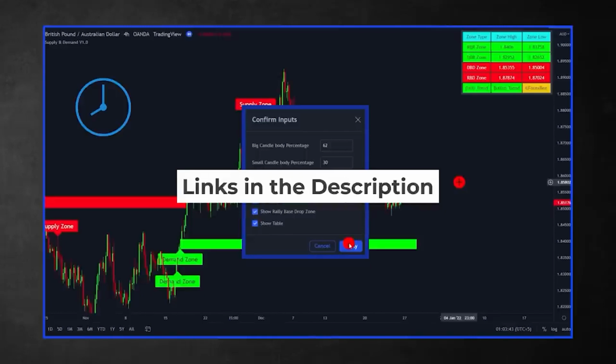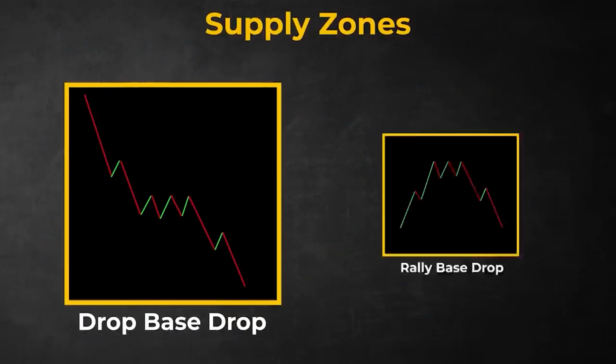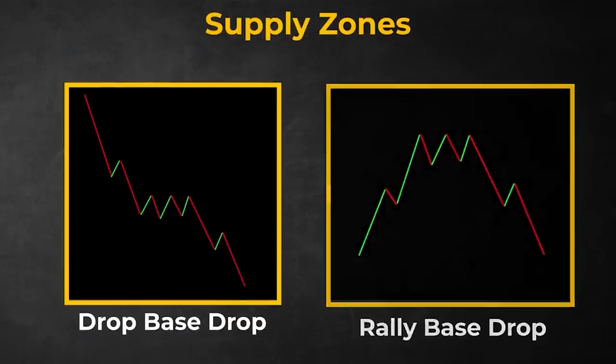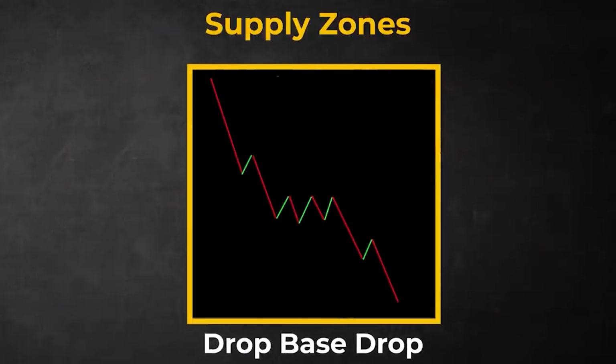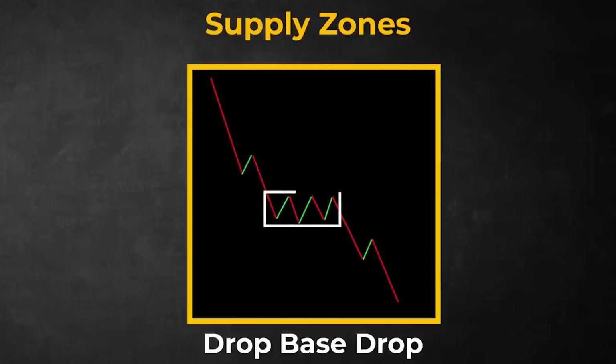Now let's move towards the supply zones. Similar to demand zones, there are two types of supply zones: the drop-base-drop and rally-base-drop. In the drop-base-drop, the first phase is an impulsive bearish move, which shows that the sellers are driving the market in the bearish direction. The second phase is a ranging structure called the base, and the number of buyers and number of sellers in this phase are almost equal.